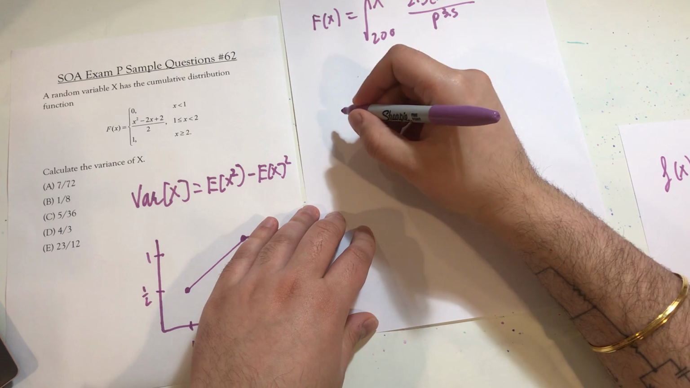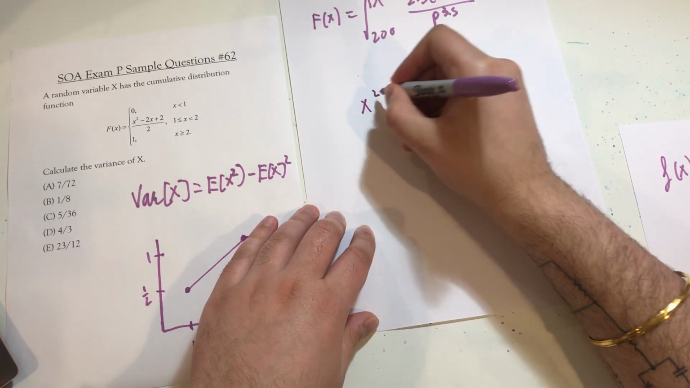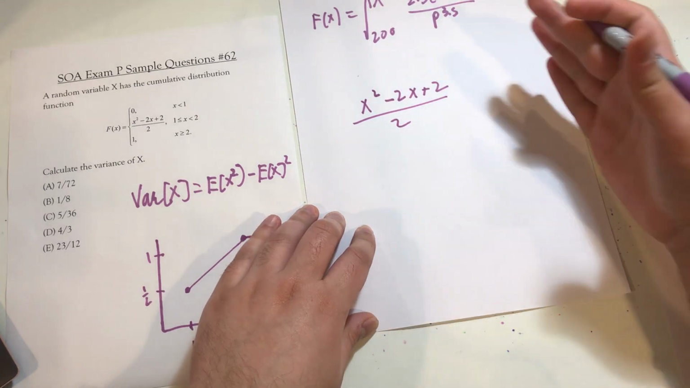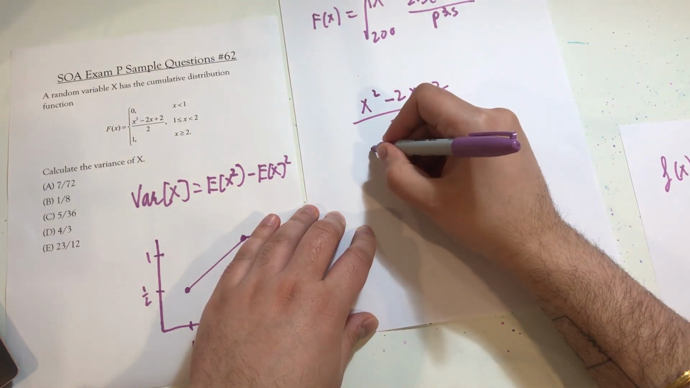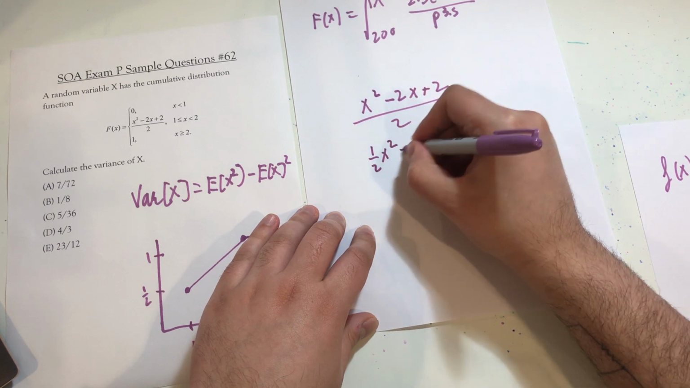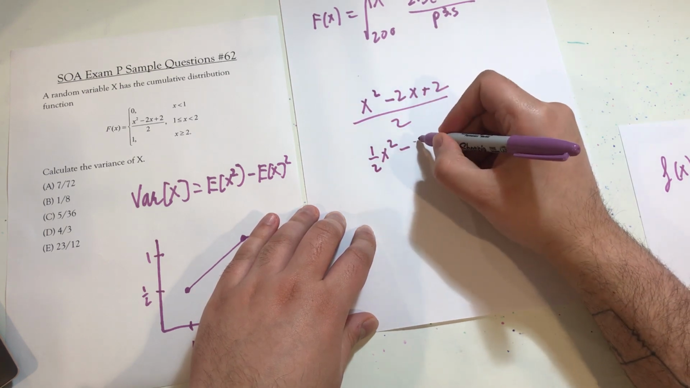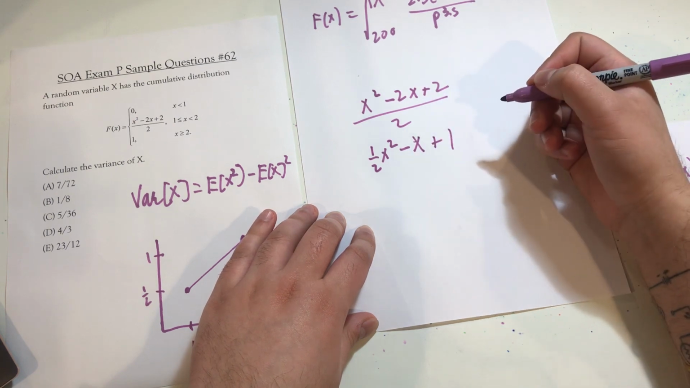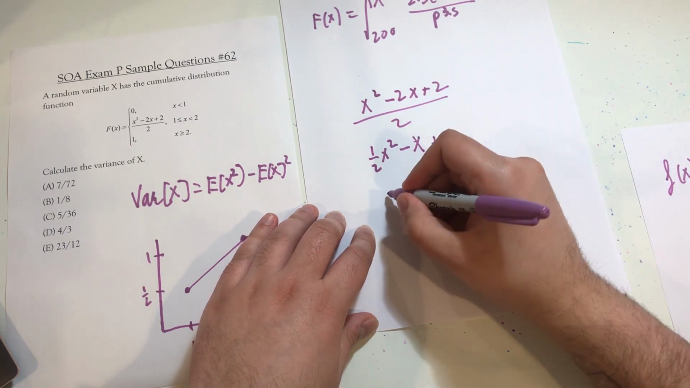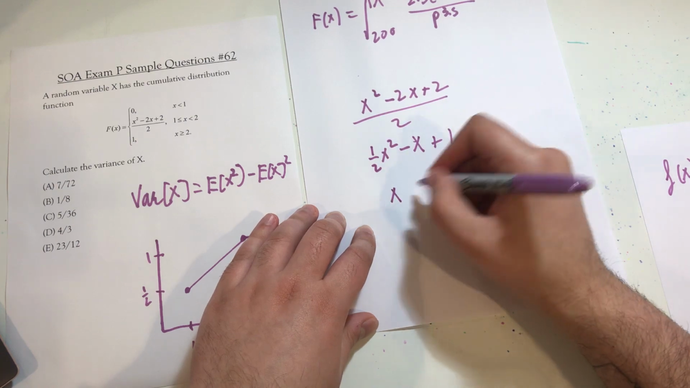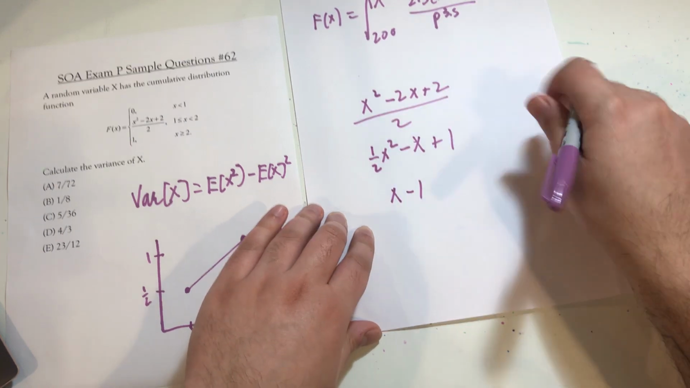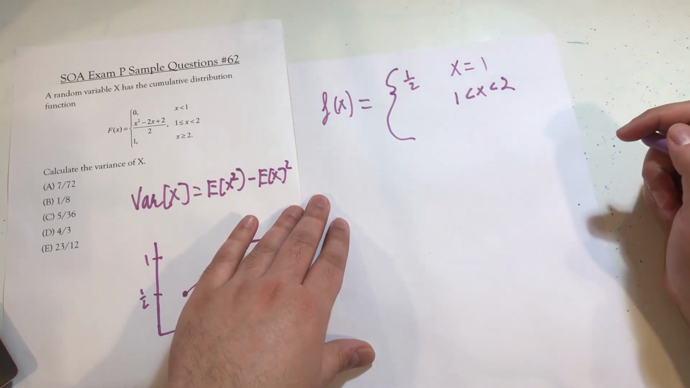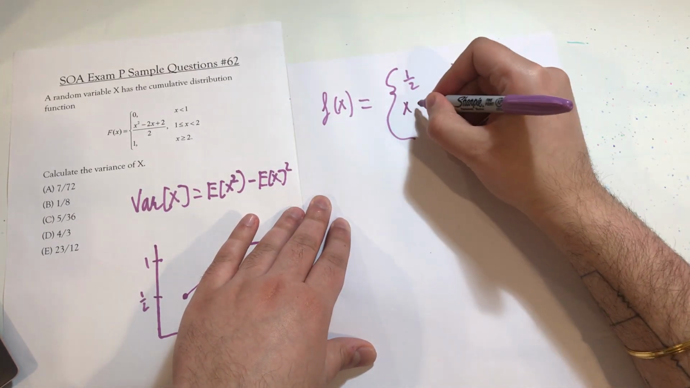Okay, so we have x squared minus 2x plus 2 over 2. To make this a little more straightforward, I'm going to split this up. So it's now 1/2 x squared minus 2 over 2, which is 1x, plus 1. Taking the derivative of this, normal power rule, you get x minus 1. So the PDF between 1 and 2 is simply just x minus 1.